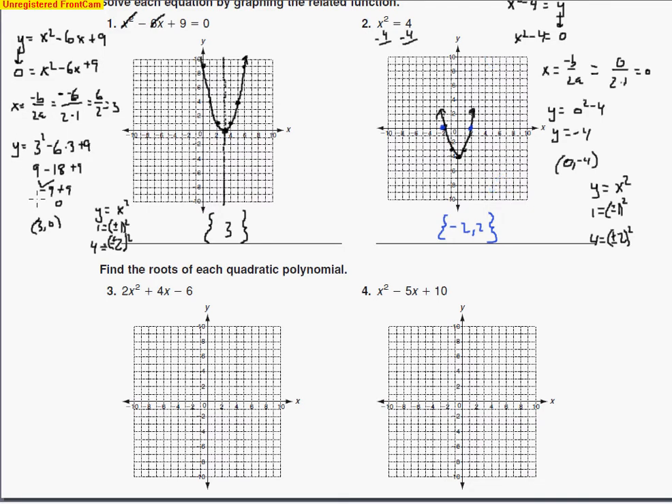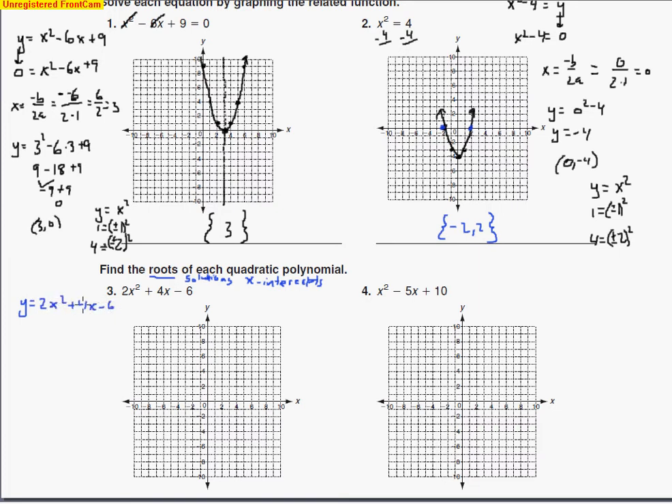Well, another set of directions may say find the roots. Well, the roots are the same things as the solutions. And the solutions are those x-intercepts. So that's what we're looking for, is just x-intercepts. So let's see if we can figure these ones out. We've got 2x squared plus 4x minus 6. When they ask for the roots, you're not going to see the equal sign. So you can still set it equal to y. So y equals 2x squared plus 4x minus 6.